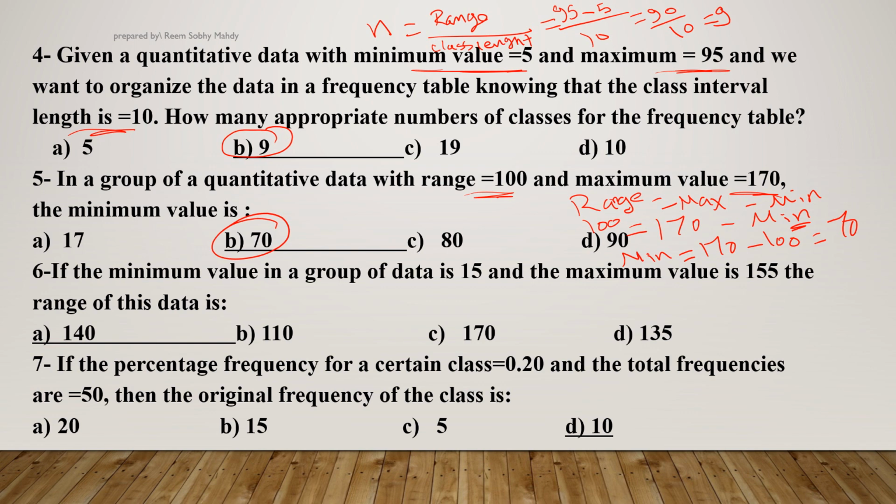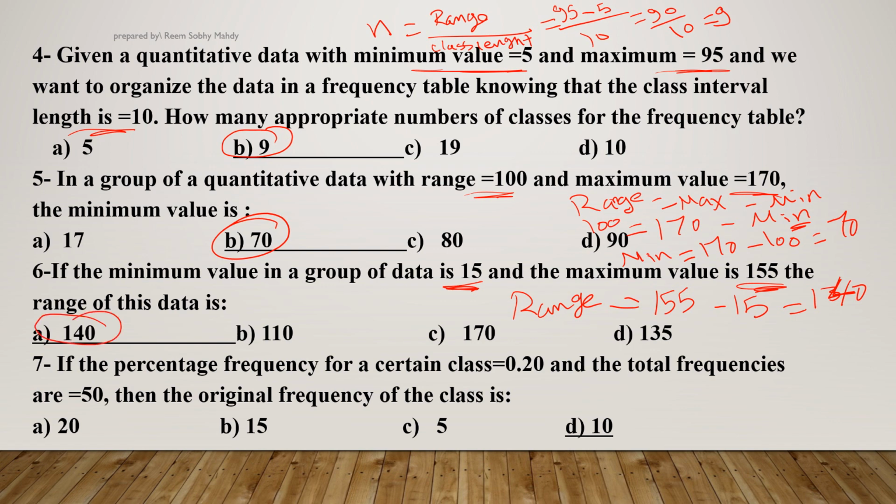If the minimum value in a group of data equals 15, and the maximum value equals 155, the range of these data, the range equals the maximum value minus the minimum value. So this equals 140. So the correct answer is A.